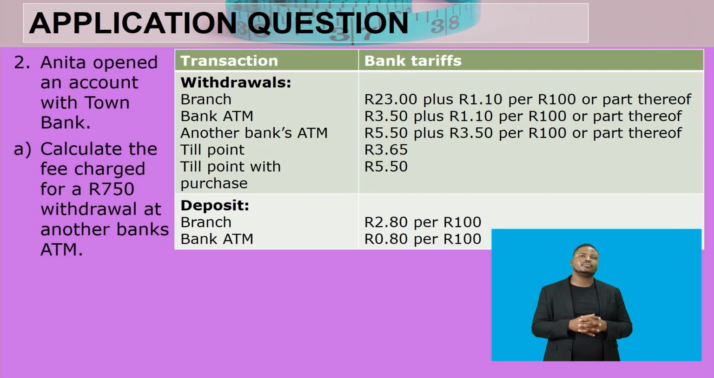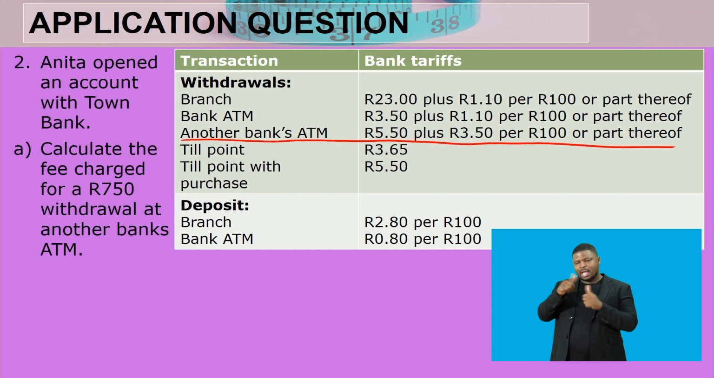Question 2 says, Anita opened an account with Town Bank. A, calculate the fee charged for a 750 withdrawal at another bank's ATM. Let's look at our fee structure. Now let's check the other bank's ATM, this is where we are focusing. It charges you 5 rand 50 cent plus 3 rand 50 per 100 rand or part thereof.